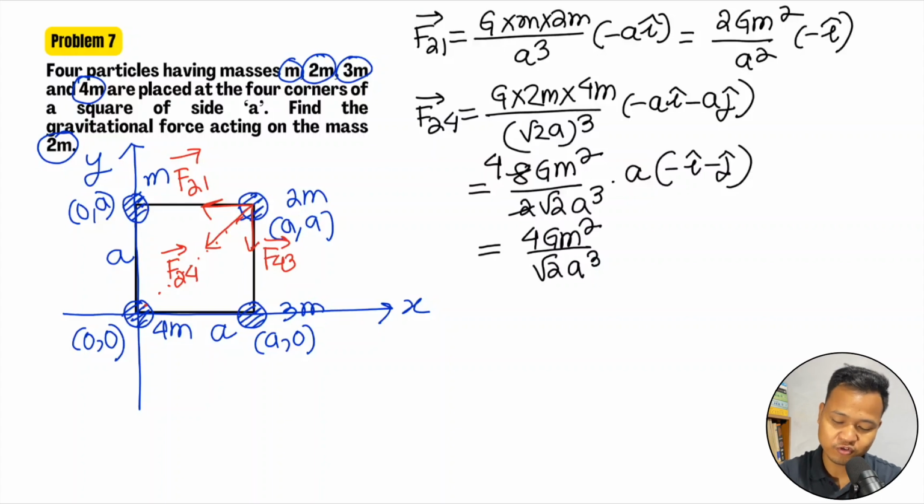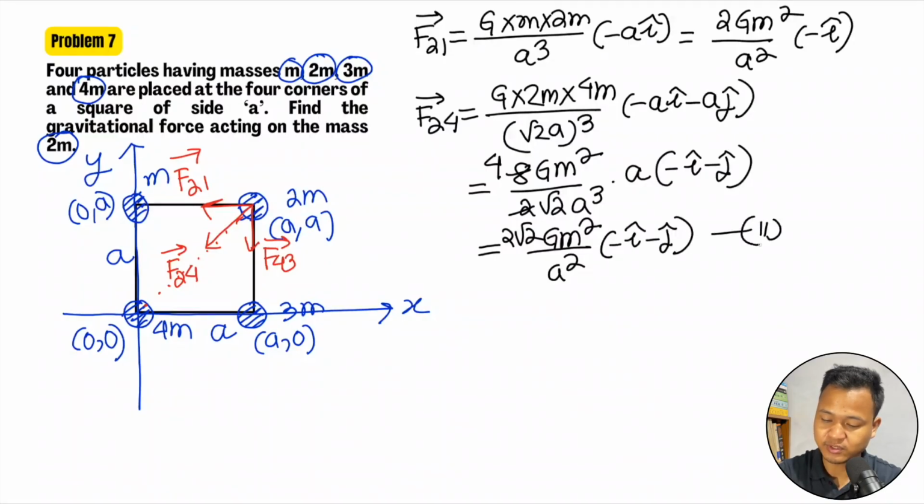4 by root 2 is that. So 4 by root 2 means 2 root 2. Okay, cancel. So minus I, a to a cancel, a square minus I minus z. Okay, this is equation number 2.